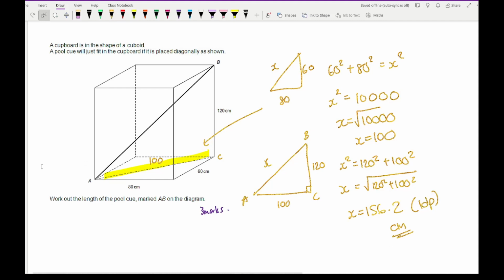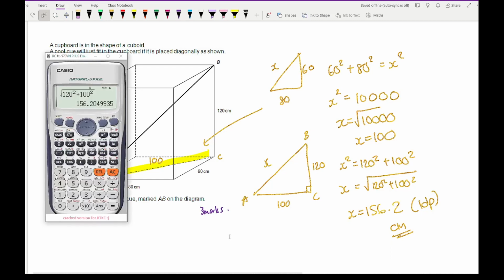Now, does that answer look correct? Well, I would say so. It's definitely longer than 120, which is the height of the cuboid, and so yeah, that should be absolutely fine as my final answer.